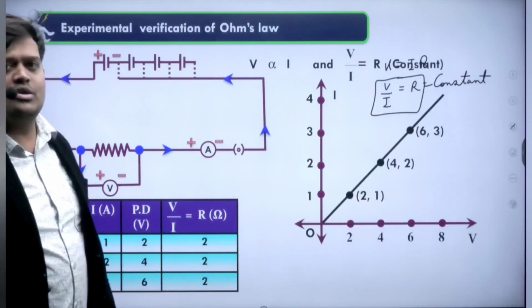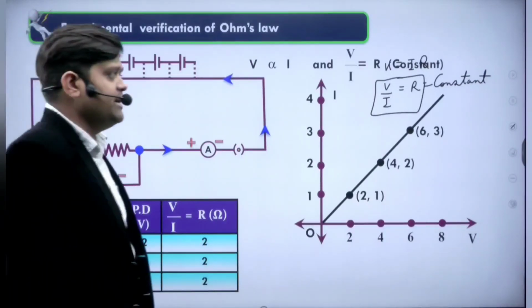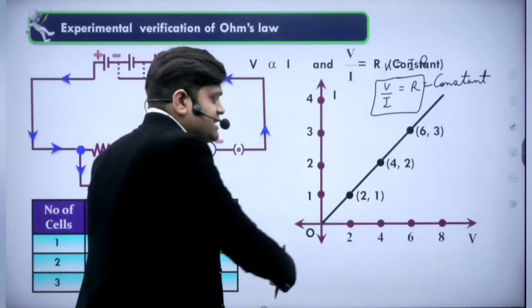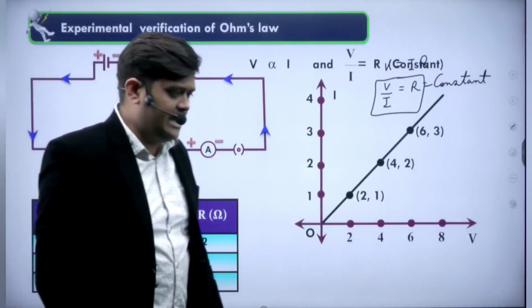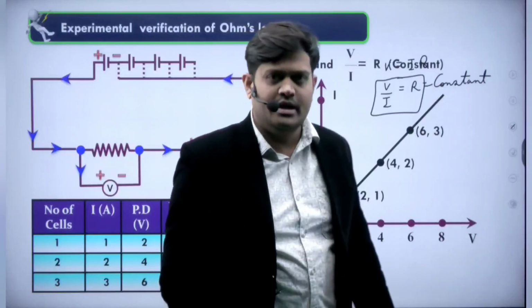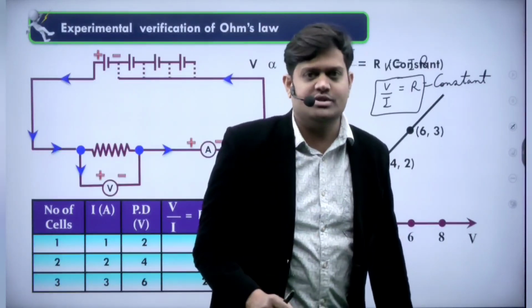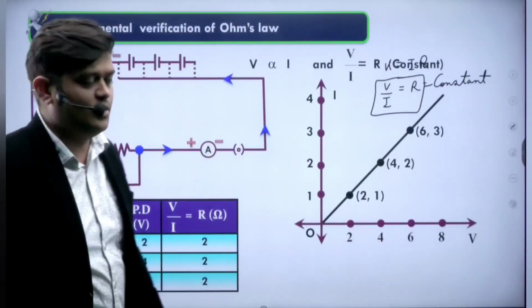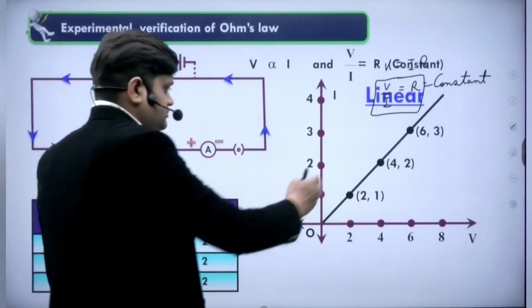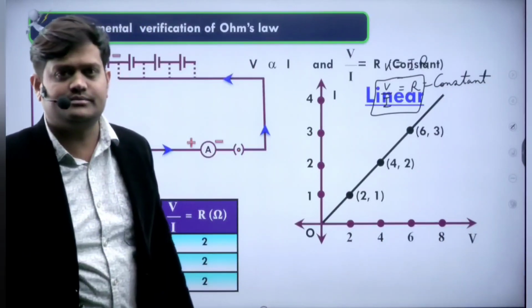So according to Ohm's law, the ratio of V upon I is always constant. It means the graph is always a straight line. So in Ohm's law, the V upon I ratio is constant and the graph between V and I is a straight line. We can say that it is linear.